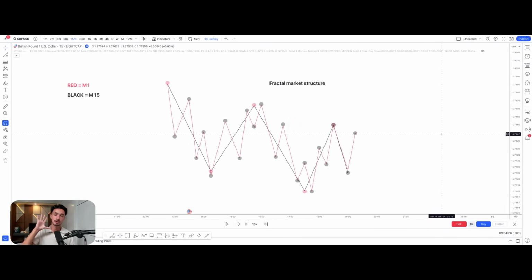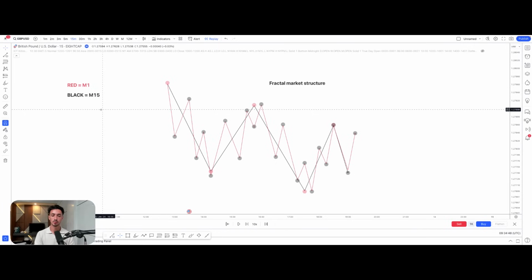Now, key number 5, fractal market structure. Essentially, all price action is viewed individually on different time frames. You can view price action on the 4 hour, on the 1 hour, on the 15 minute, or the 1 minute, right? And they're going to look different. But all it is is the exact same price action viewed in different time frames.